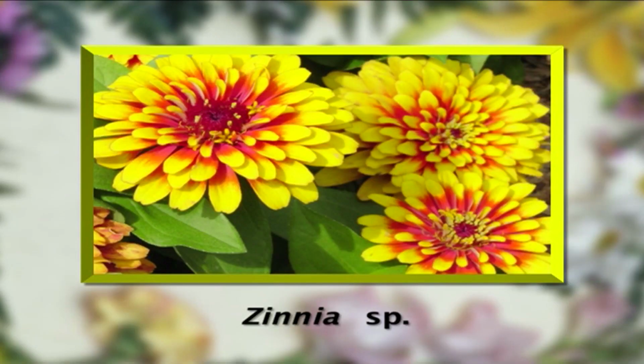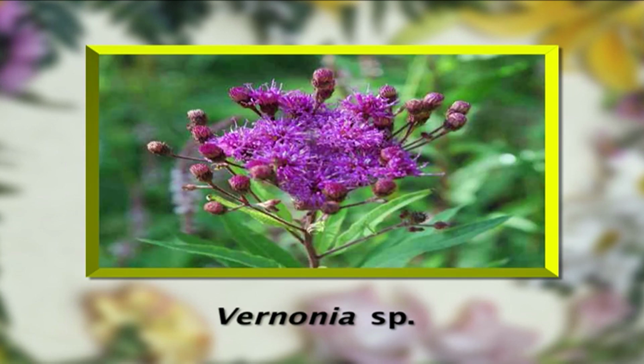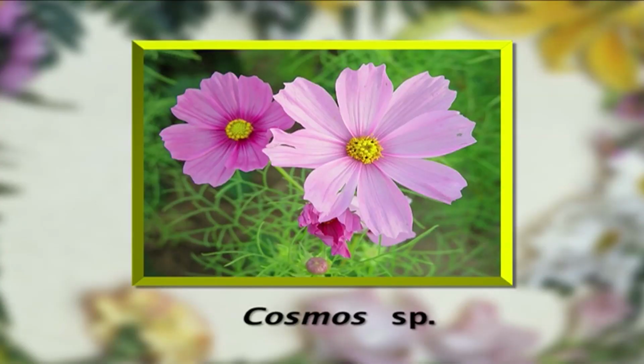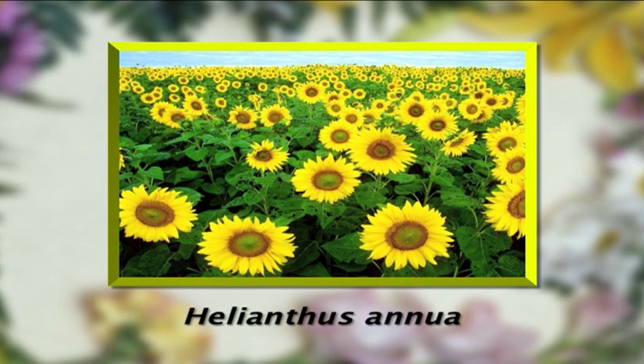The homogamous heads possess either only the ray florets, for example, zinnia, or they possess only disc florets, as in Vernonia and Notonia. On the other hand, the capitulum is said to be heterogamous if it consists of two types of florets, that is both ray and disc florets. For example, cosmos and Helianthus or sunflower.